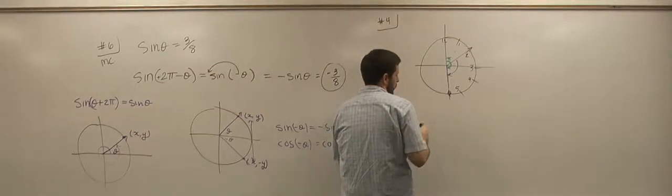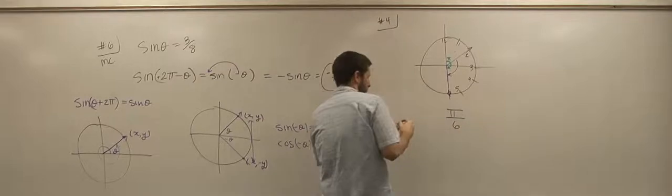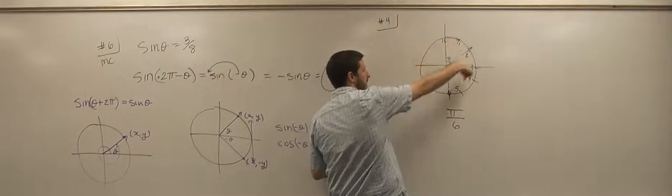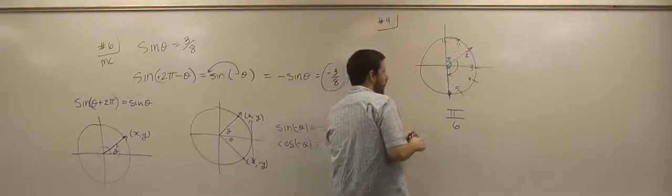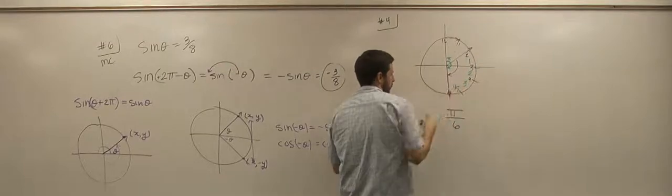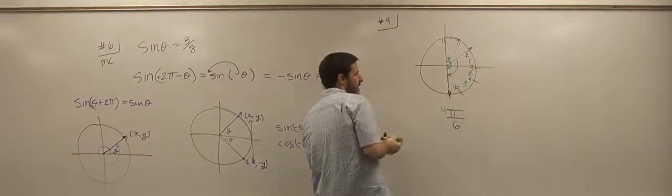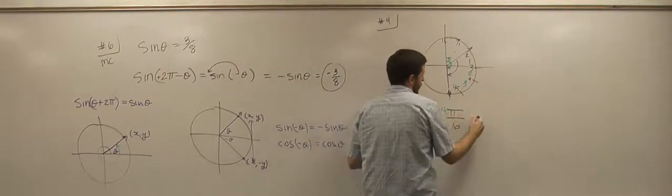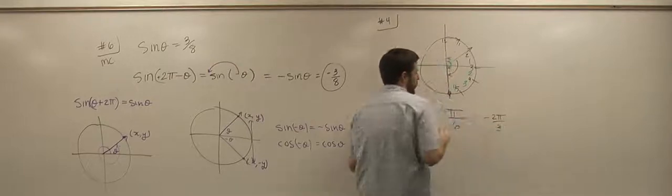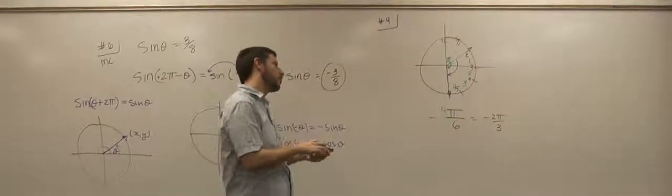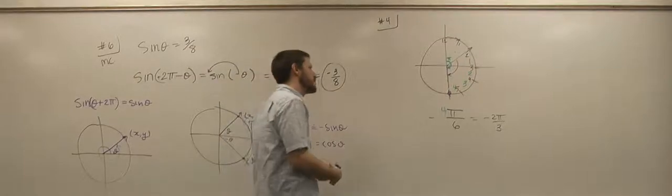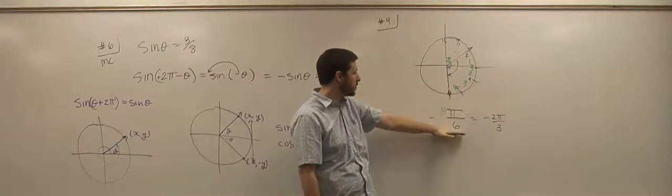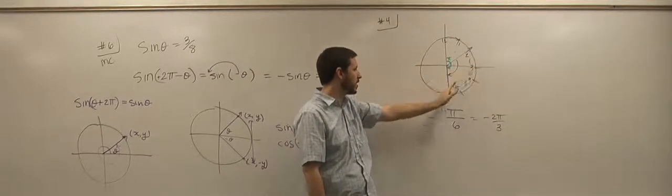So pi over 6 is how far I go if I just move 5 minutes, because I've gone 1/6 of the way around a half circle. But because I went 4 of those, I've gone 4 pi over 6, or I guess negative because we're going in the negative angle direction. And that's negative 2 pi over 3. So one way that I do it, because I'm visual, is I say, well, I know half circle is pi. How many sectors have I cut pi into? I cut pi into 6 sectors, and how many of those have I gone? 4 of them.